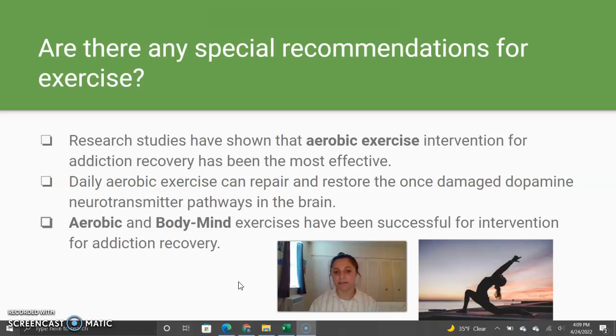Aerobic and body-mind exercises have been successful for intervention for addiction recovery. So examples of aerobic exercise include walking, running, cycling, and swimming, and examples of body-mind exercise include yoga and tai chi.